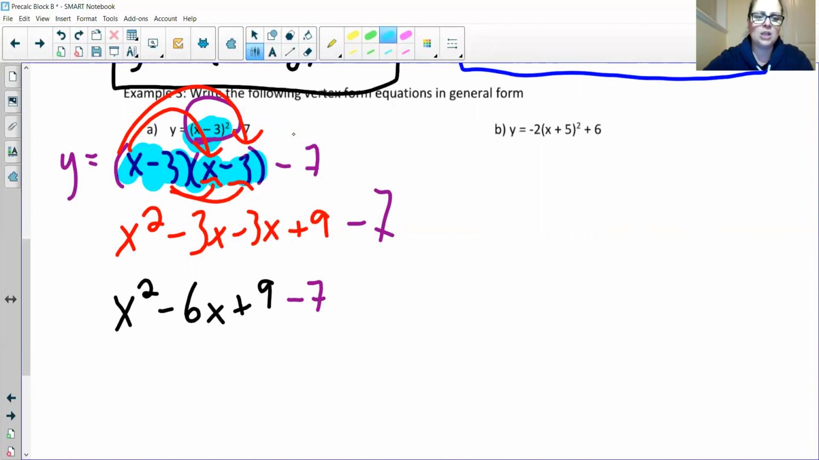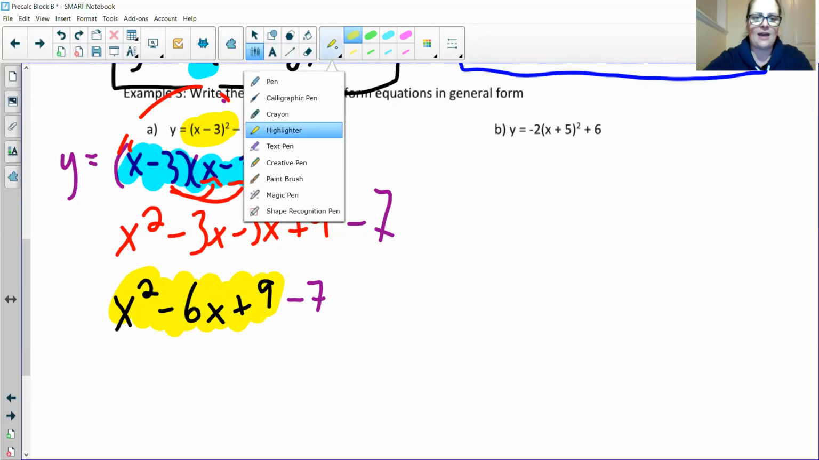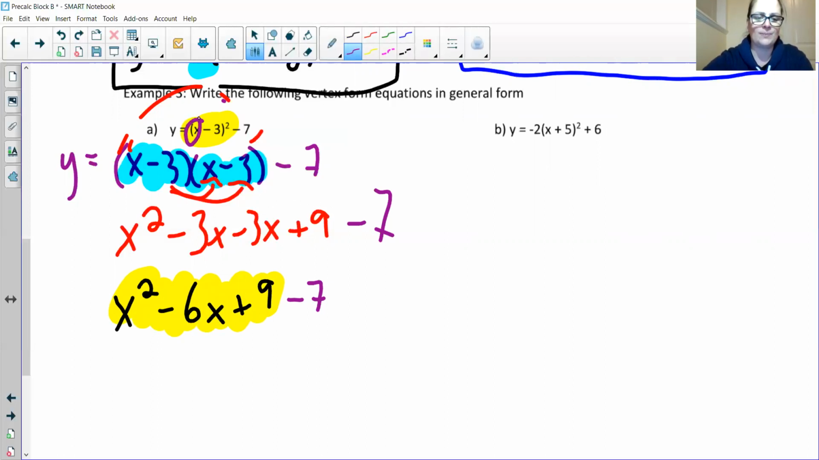So really, I want you to get to a place, hopefully at some point, where you can go straight from this to this, okay? Because to get that first term, you square the first term. To get the last term, positive 9, you square the last term. And to get the middle term, you multiply these two terms together, x times negative 3 is negative 3x, and multiply it by 2 to get that middle term.